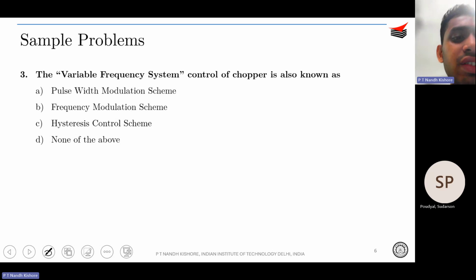The next question is: the variable frequency system control of chopper is also known as dash. So of course, from the name itself, you can understand that the frequency is not fixed. Frequency is changing. So option A, pulse width modulation scheme, B, frequency modulation, C, hysteresis control, and D, none of the above. Right? So in pulse width modulation, you of course know that you are going to change the duty. Correct? So the frequency is fixed, only the on time of the pulse is going to get changed. So that is your pulse width modulation control.